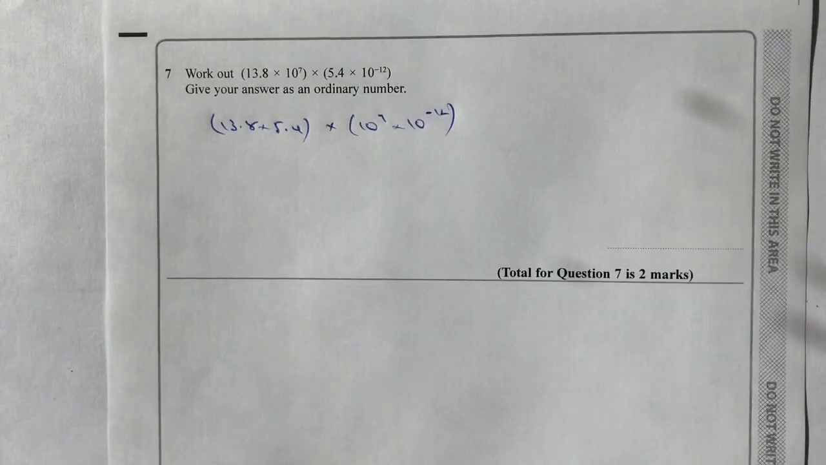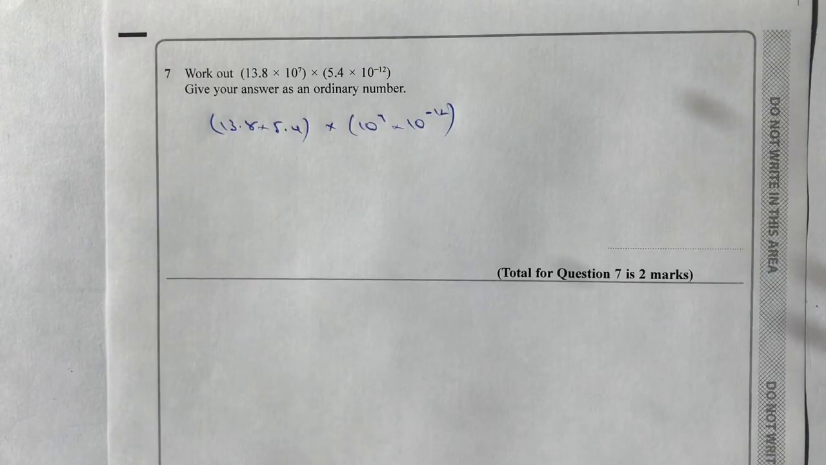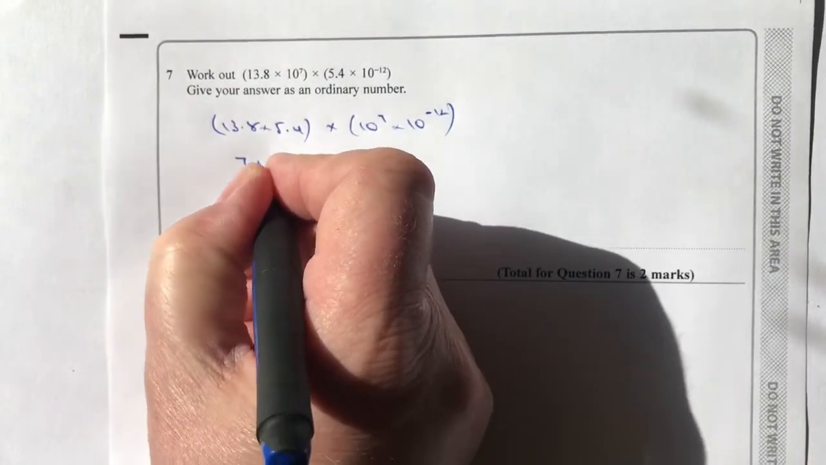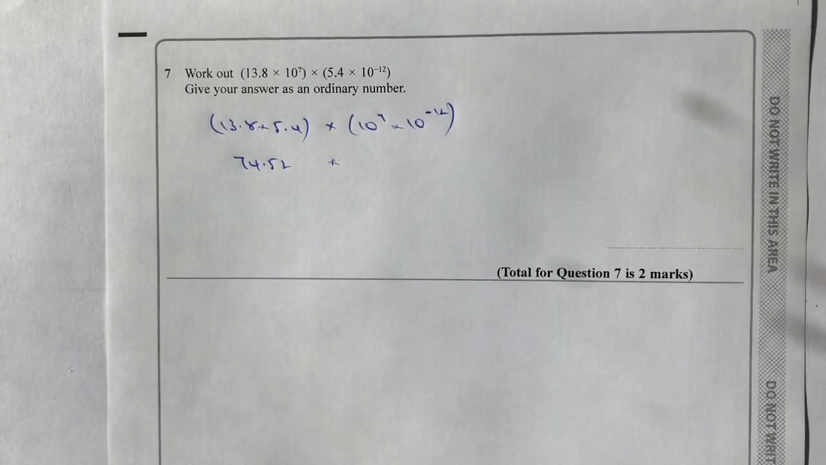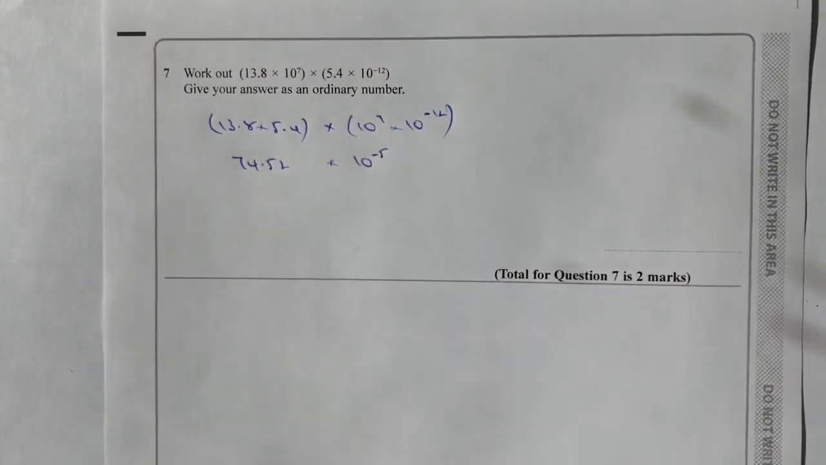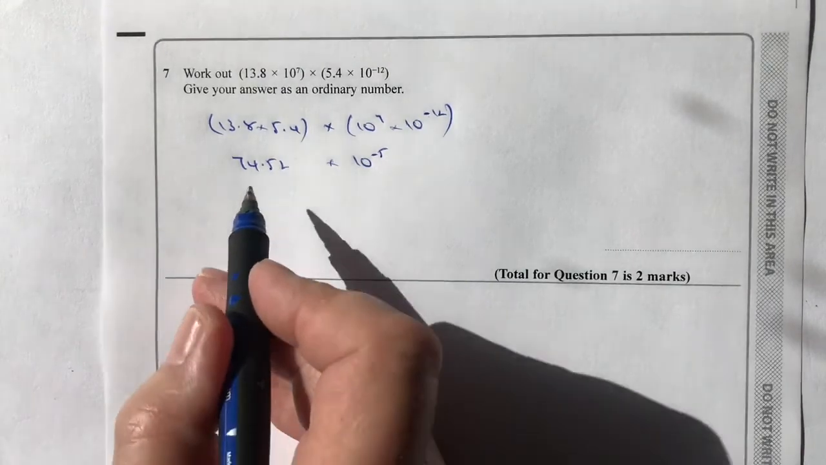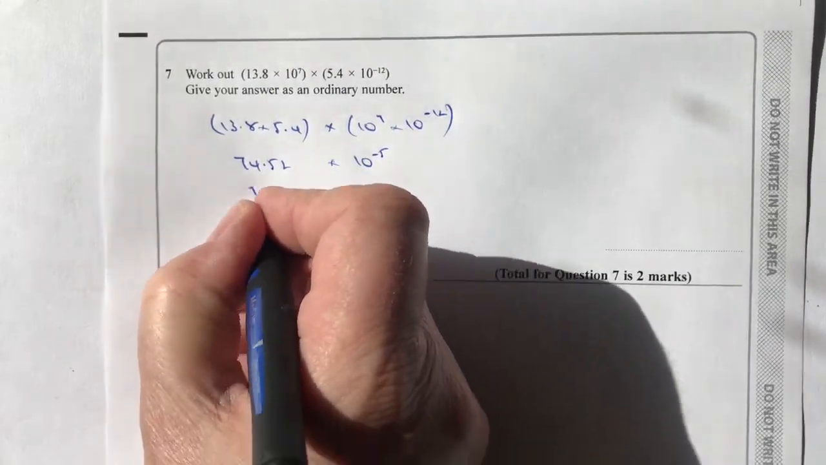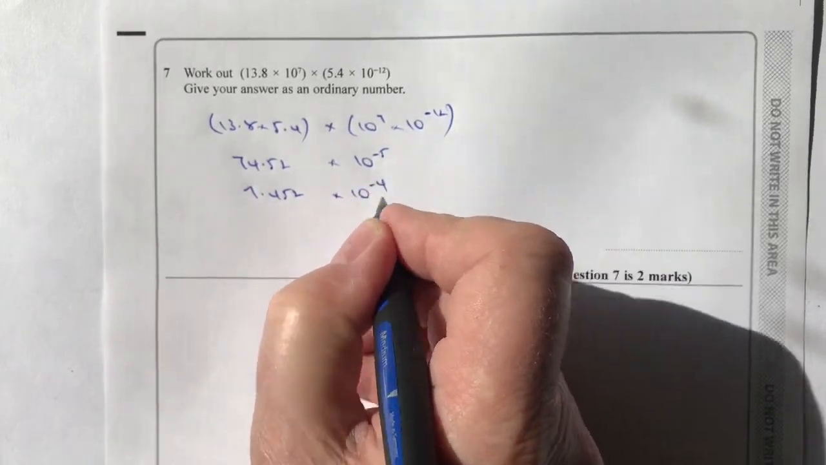Okay, so if I multiply these two together, I'm going to get 74.52. And then I've got 10 to the power of 7 times 10 to the power of minus 12. Well, I add the indices, so that's going to give me 10 to the power of minus 5. Okay, so that's fine as it is at the moment, but it's not really in standard form. In standard form, we need to move the decimal point back, so that's going to be 7.452 times 10 to the power of minus 4, okay?